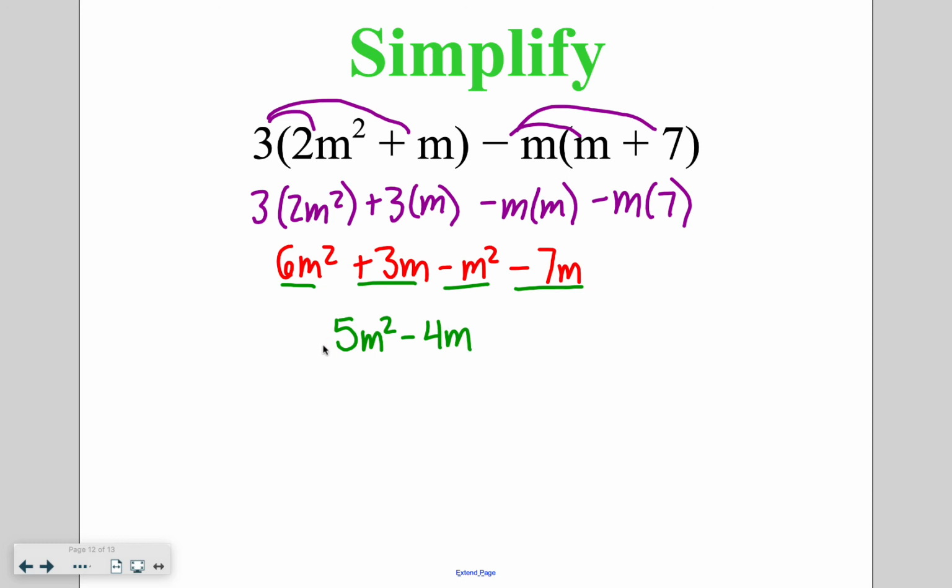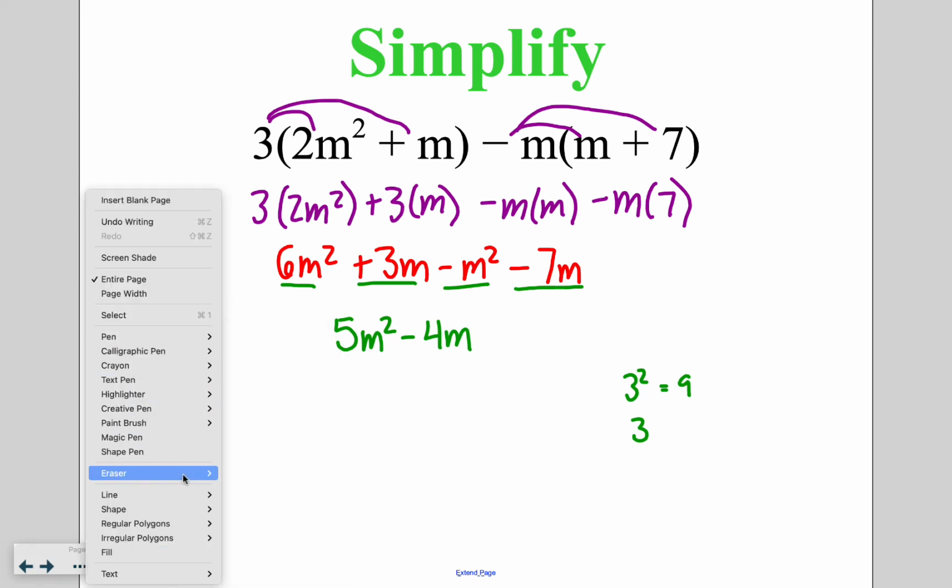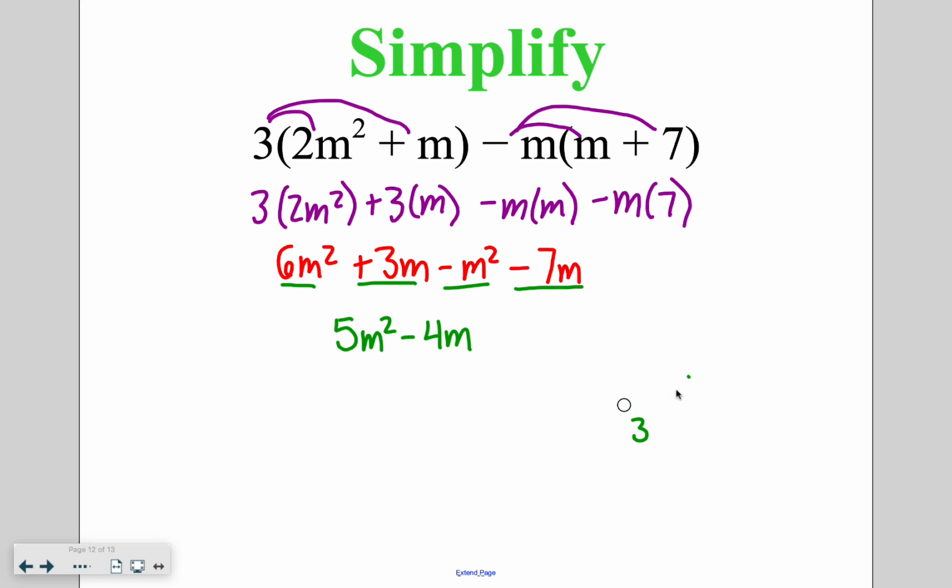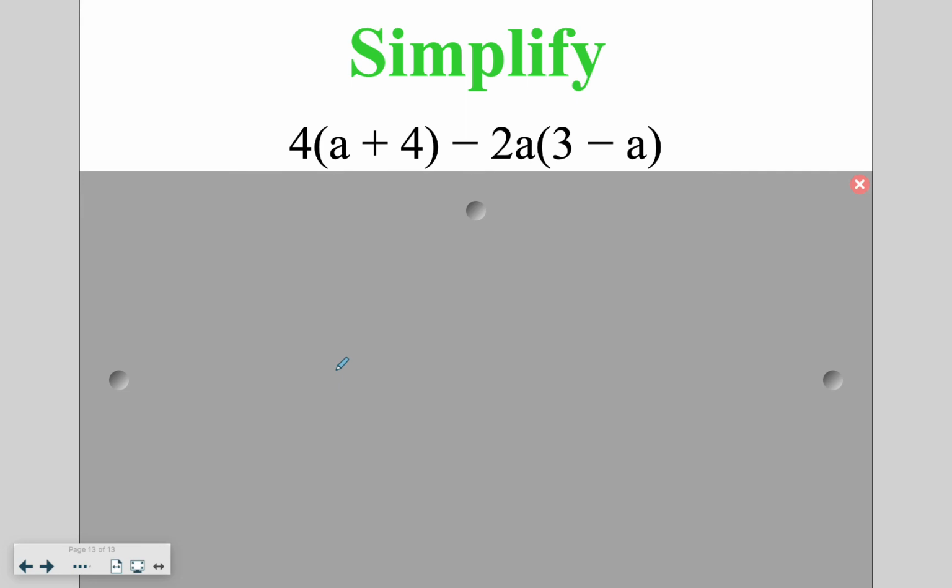We cannot simplify this any further because m squared and m are 2 different values. Think about, for example, if m is 3, 3 squared is equal to 9, and m then would be equal to 3. 3 and 9 are not the same, so we cannot combine those into one value. So our final answer then would be 5m squared minus 4m. Go ahead and try this one on your own.